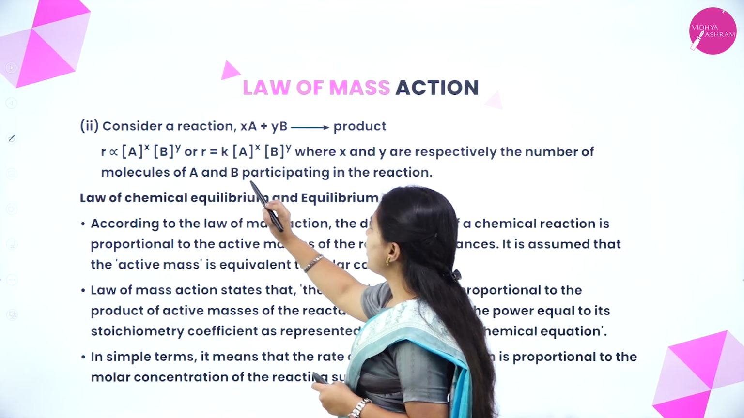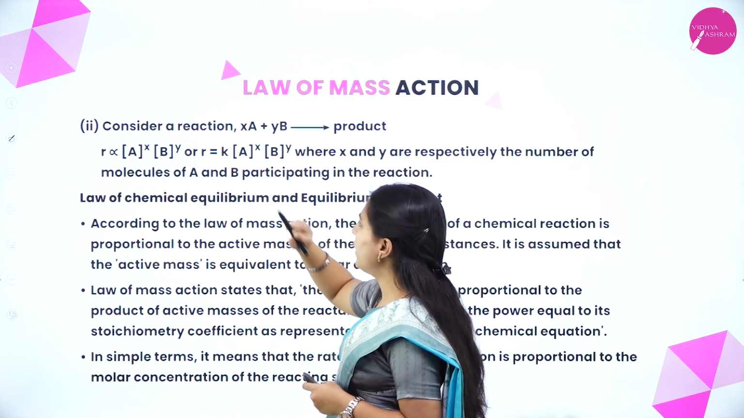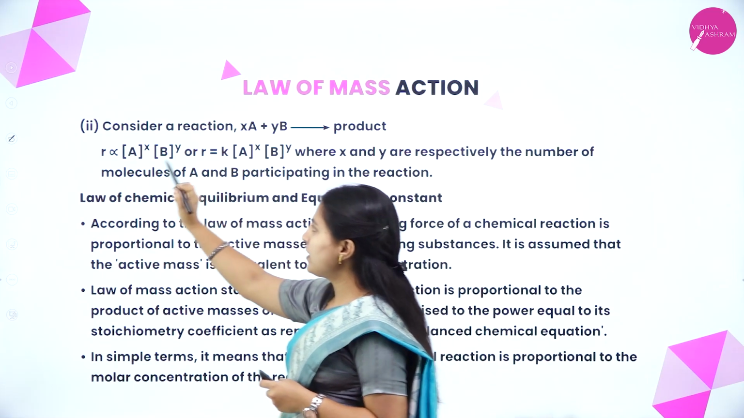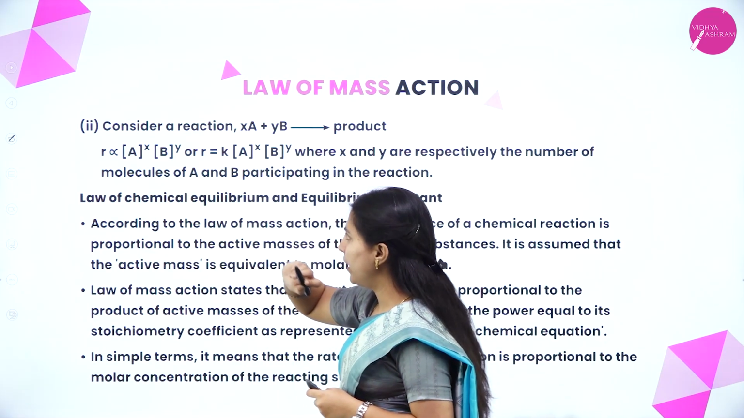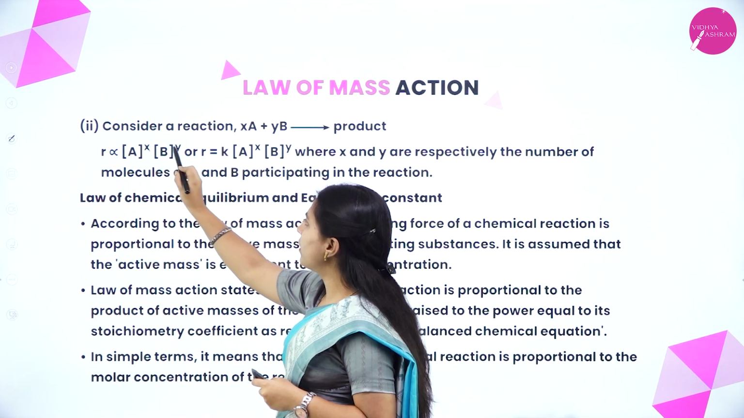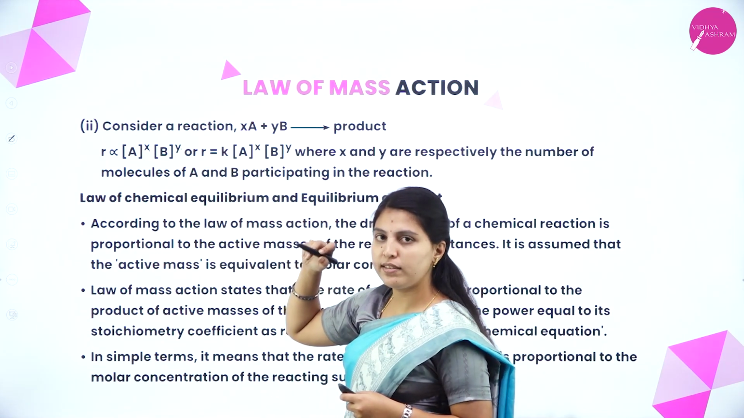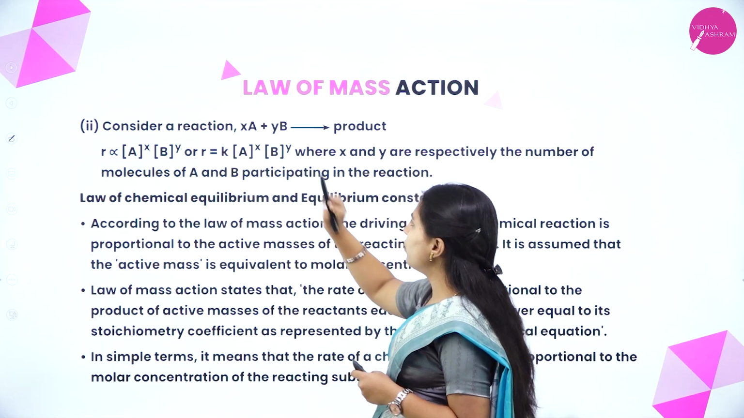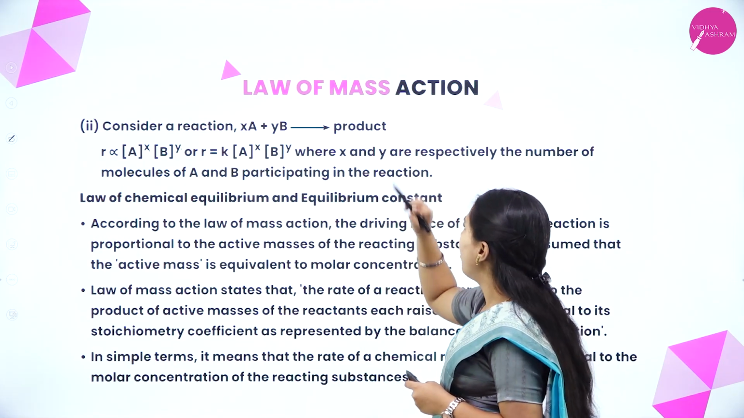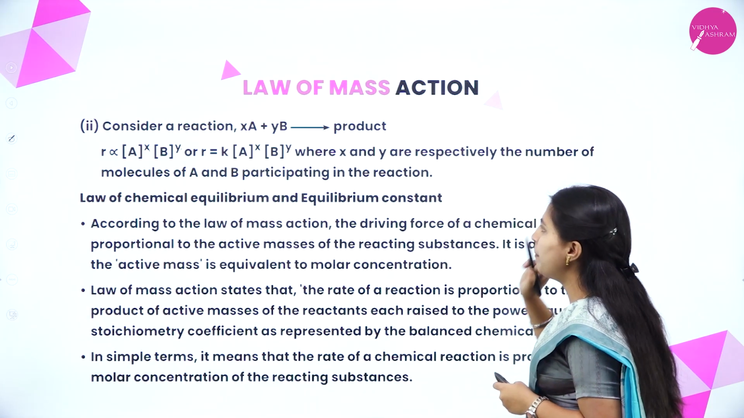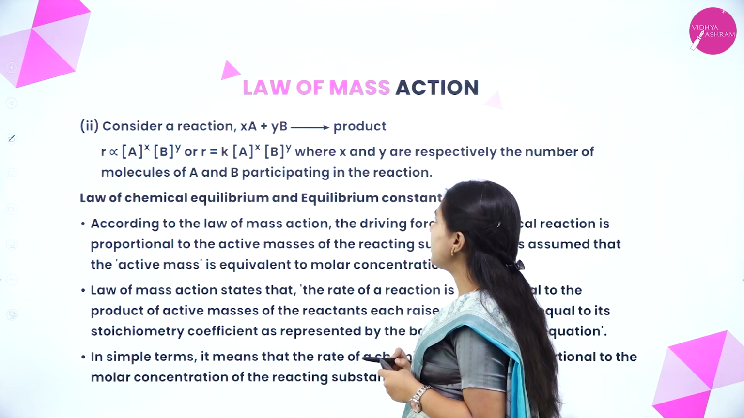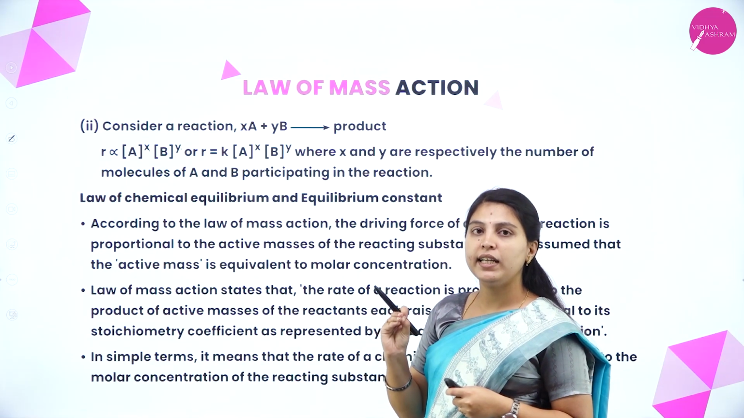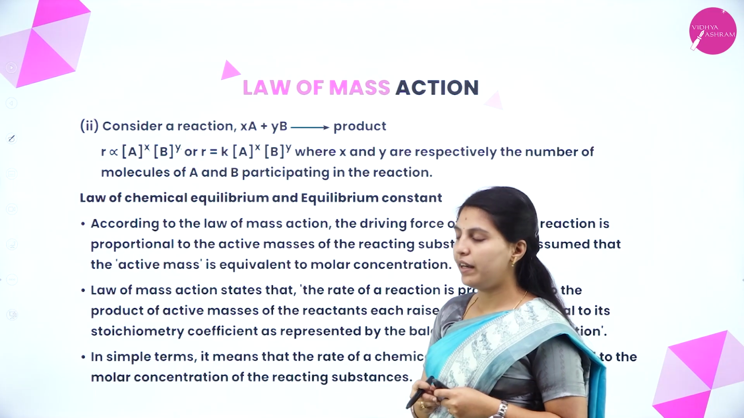Next, consider a reaction. This is stoichiometric. Okay, xA plus yB giving product. We know that R is directly proportional to the active masses of the reactants. These are the stoichiometric numbers, so they have coefficients, which they have written above. R will be equal to K into [A]^x into [B]^y, concentration of A into B, where x and y are respectively the number of molecules of A and B participating in the reaction. How many molecules are particularly involved in the reaction.